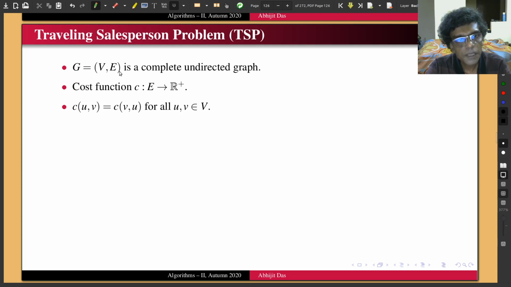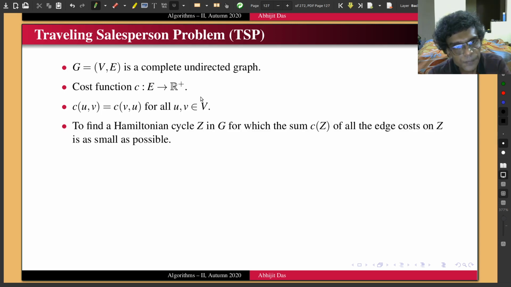Since this is a complete graph, there are many Hamiltonian cycles. Something like (n minus 1) factorial by 2. And the total cost of travel on this Hamiltonian cycle is the total cost paid by the traveling salesperson. And the problem is to find the Hamiltonian cycle which minimizes this total cost.